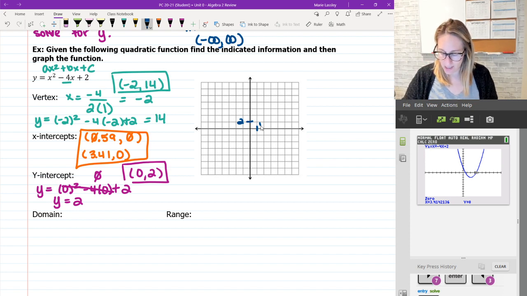All right, so I need to plot a point at negative 2, 14. So negative 2, positive 14 is right here. Negative 2, 14. All right.